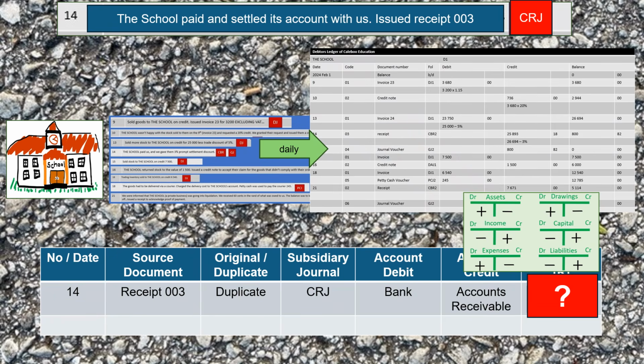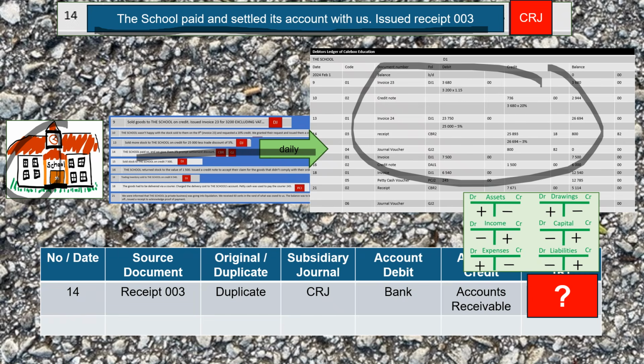So the transaction read, the school paid and settled its account with us, issued receipt 003. There's the school. All the transactions get recorded in the debtors ledger, the school account. We would just go there and find the final balance, but you don't have to do this at this stage, but you still need to calculate the amount.